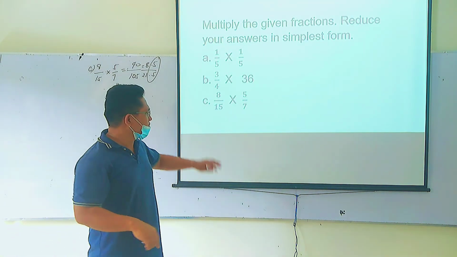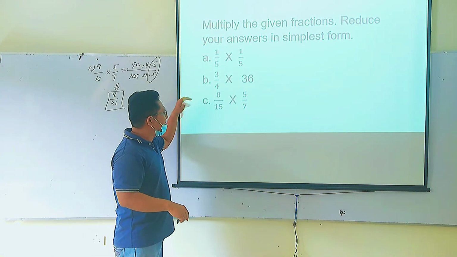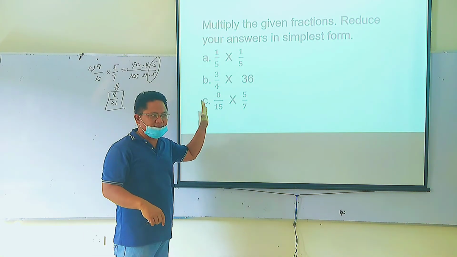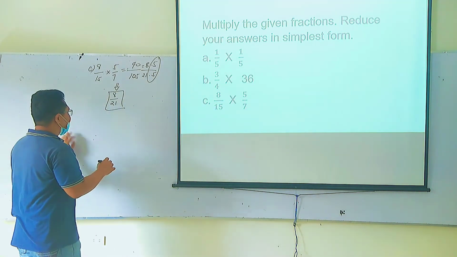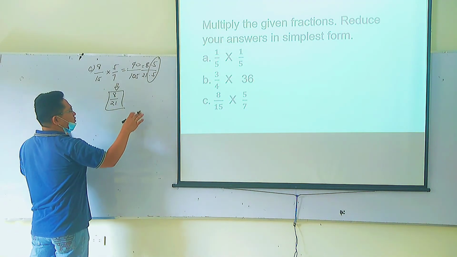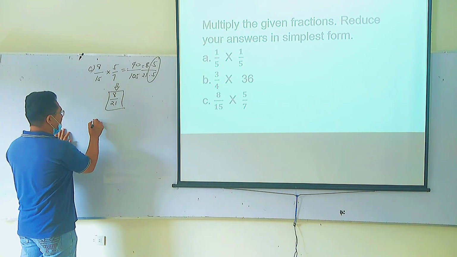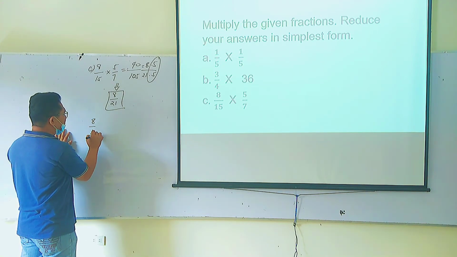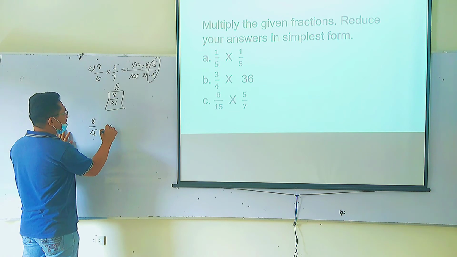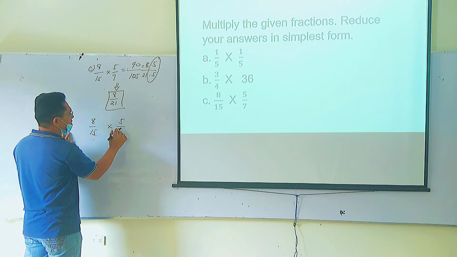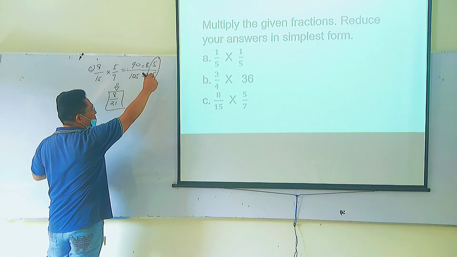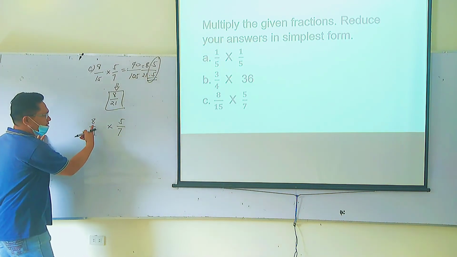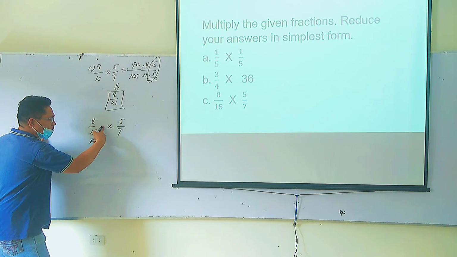But if you know this, why, sir, do you explain the same thing in A and C? There's a special case here in letter C because you can do this as well. If this is 8 over 15 times 5 over 7, if you don't want to go for simplification later, you can factor this portion now.